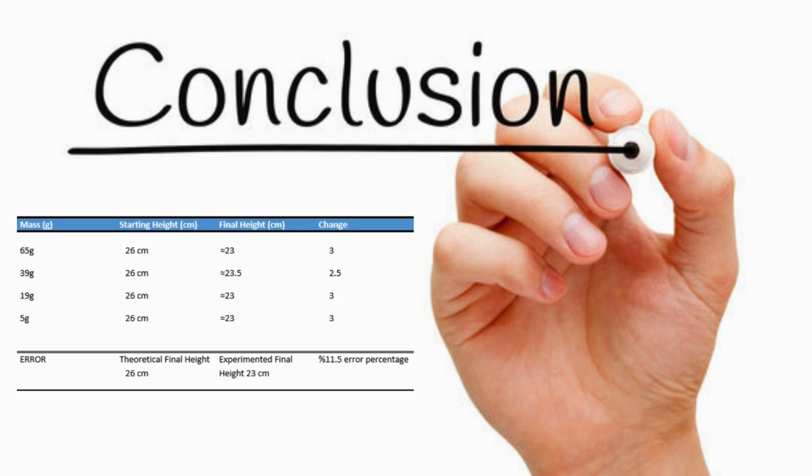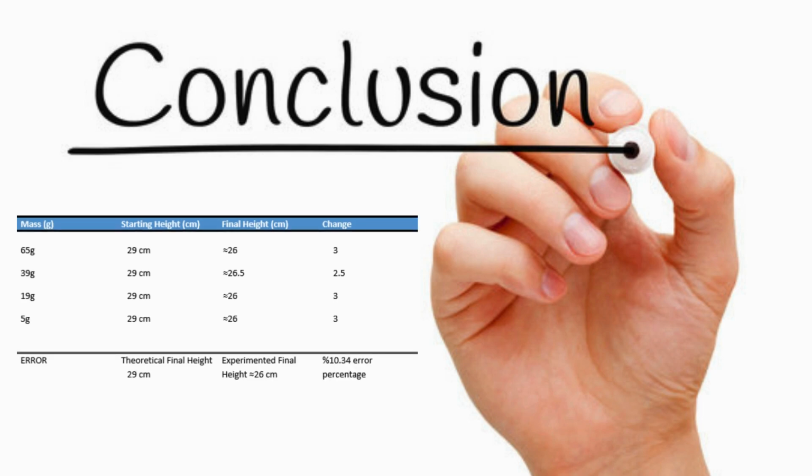while the balls' highest points on the other side were pretty much the same in terms of centimeters, which is 23 in the first stage of the experiment with a 26 centimeter height of starting point, and 26 in the second stage of the experiment with a 29 centimeter height of starting point.